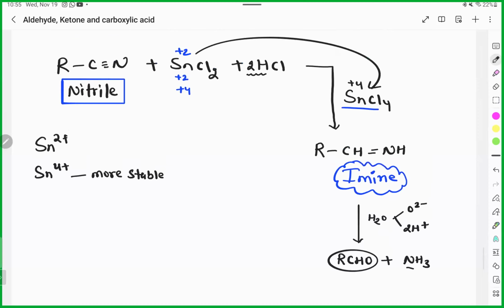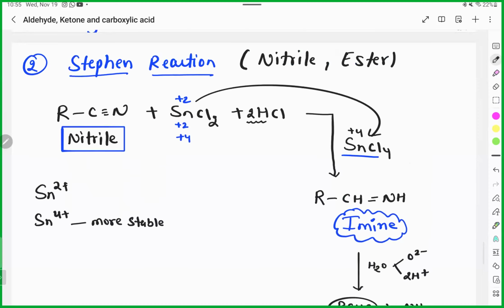Yes, sir. So what you have to understand in Stephen's reaction: nitrile forms imine and then aldehyde. So you will remember aldehyde. Why? Because in aldehyde preparation you have four important reactions. First Rosenmund, second Stephen's, third Étard, and fourth Gattermann-Koch. If you know these four names are given in the aldehyde preparation, it means the product is aldehyde.